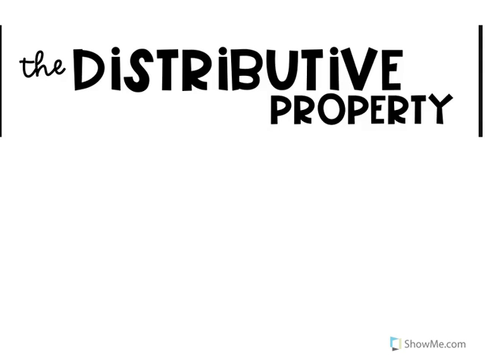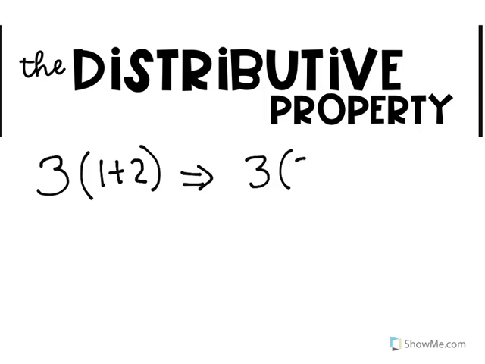In this video, we're going to talk about the distributive property. And the distributive property is basically what the word is, distribute. So you may have seen problems where it says 3 times 1 plus 2. And you are commonly known with order of operations by saying 3 times 3, because 1 plus 2 is 3. And then you would get 9.